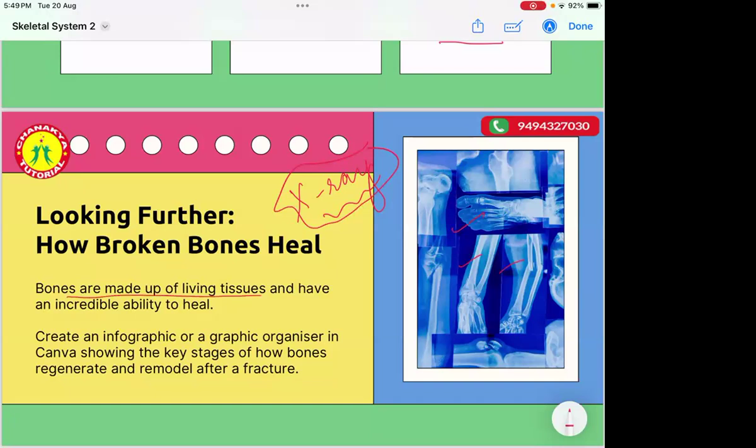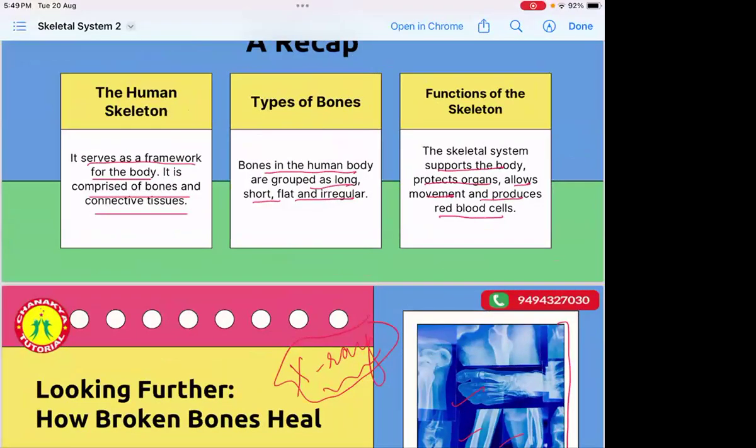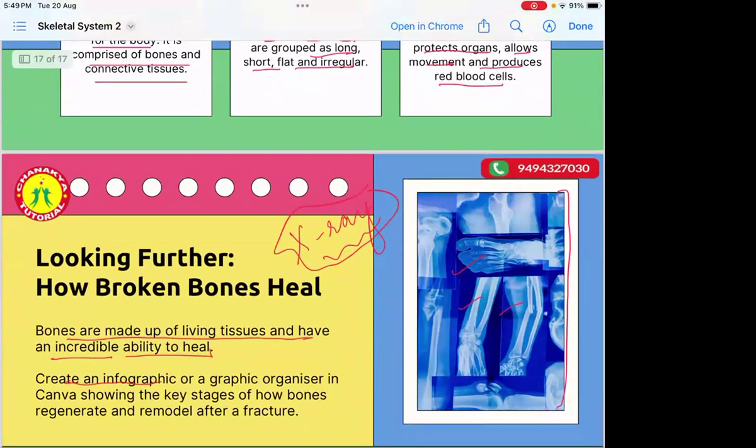Bones are made up of living tissues and have the incredible ability to heal. So bones can be healed. During your injury time, they will ask you to take more calcium and more vitamin D, because it is important for the healing process. If any kind of problem is there, it will be identified through the X-ray, and that part can be healed.